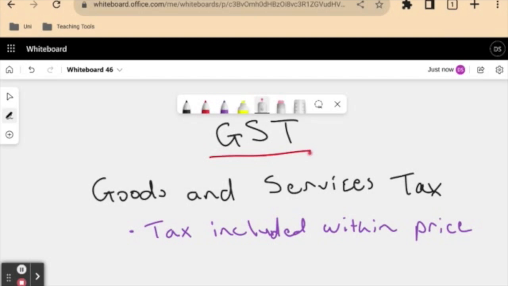So it works differently in different countries, but at least here in Australia and in the Australian syllabus, which I'll be teaching, the GST is included within the price, and the goods and services tax, the GST, is a 10% tax of the price of the item, and that gets included after.